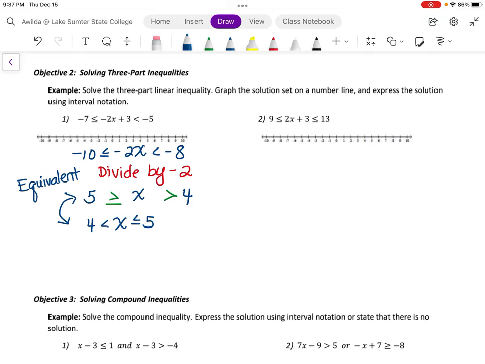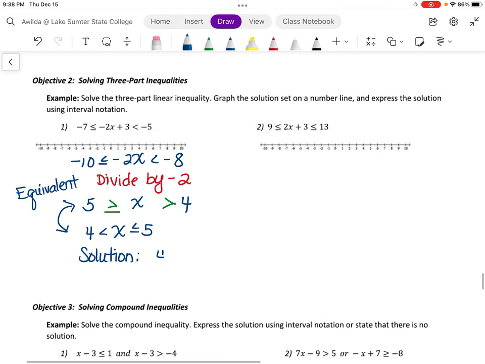In terms of our solution set now, I can say that the solution set includes all real values of x with 4 as a lower limit and 5 as an upper limit. 4 is not included in the solution set, so I'm going to use an open parenthesis to enclose the 4. 5, however, is included in the solution set, and so I will use a square bracket.